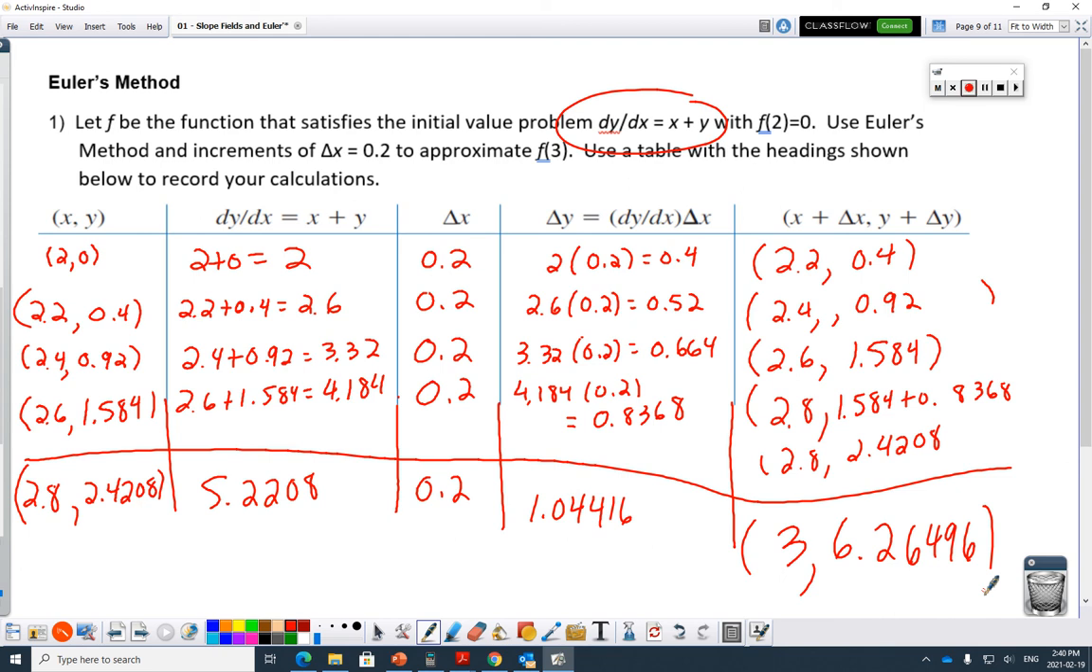We go, okay, well at 2, 0, I know the slope is 2. So I'm going to go over a little bit and get a good estimate for the point at 2.2, and go, oh, I'll just use the derivative to map up to where the point would be at 2.2. Then I use 2.2 and I map up a little bit from there. And basically I ride the slope field to the next answer. And so let's look at a slope field.